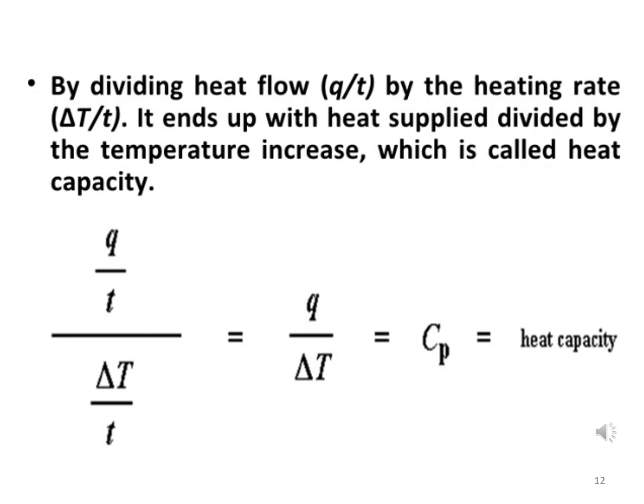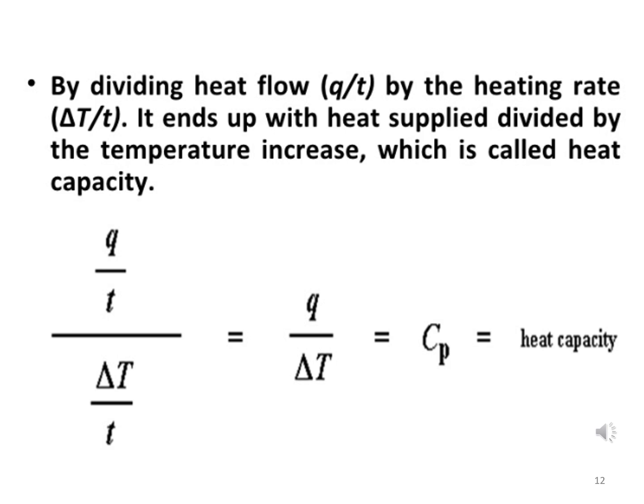If we divide heat flow by heating rate, where in the previous slide we discussed that heat flow is Q over t, heat divided by time, and heating rate is delta T over t, where delta T is the increase in temperature and t is time, so the increase in temperature per unit time, it will be equal to heat capacity or Cp.